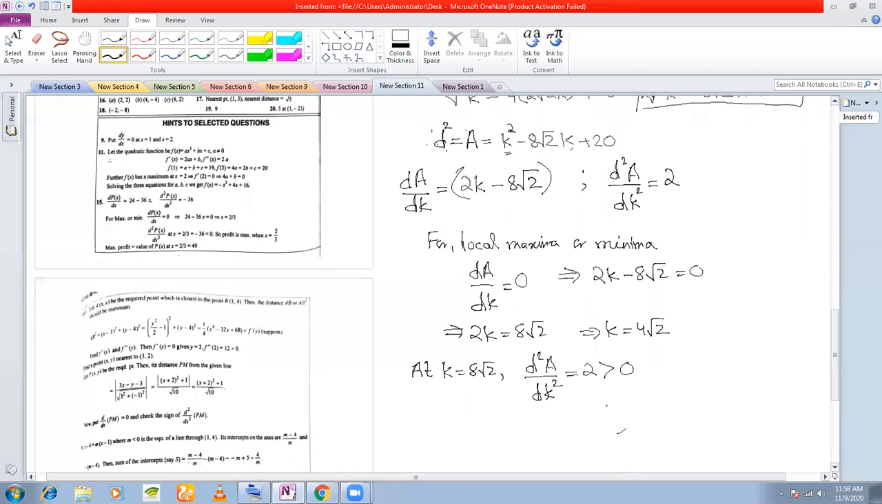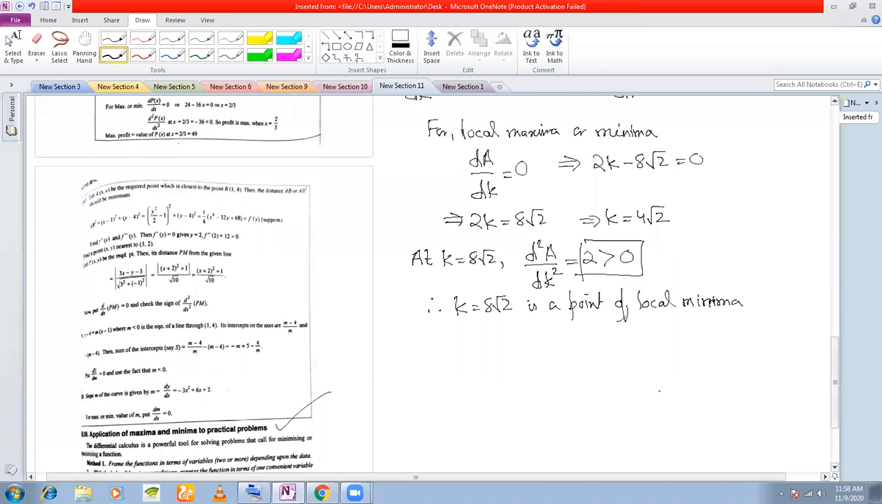Therefore, k is equal to 4 root 2 is a point of local minima, because the second derivative is positive. Okay, it's a point of local minima.